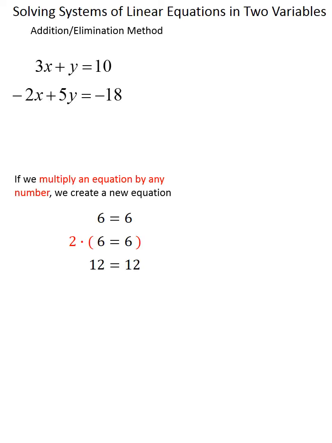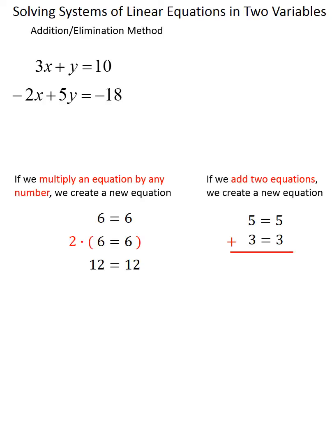Here's another somewhat obvious fact. If we add 2 equations, we get a new equation. Here's 2 equations. We all agree that 5 equals 5 and 3 equals 3. If I were to add these together, I would get, big surprise, a new equation. 8 does in fact equal 8.